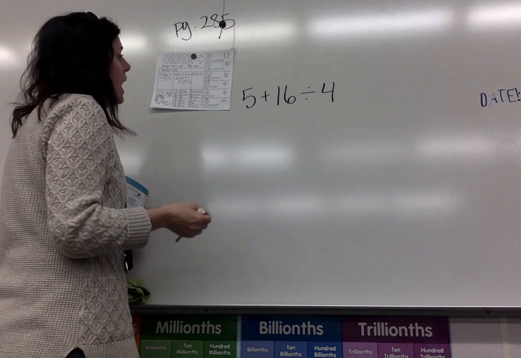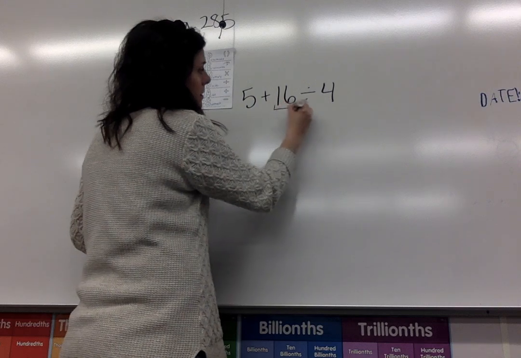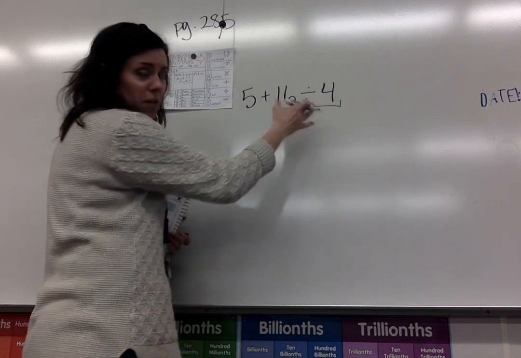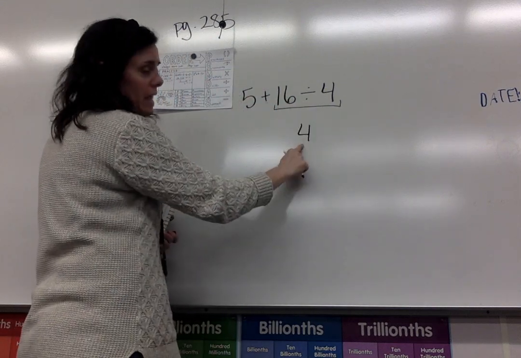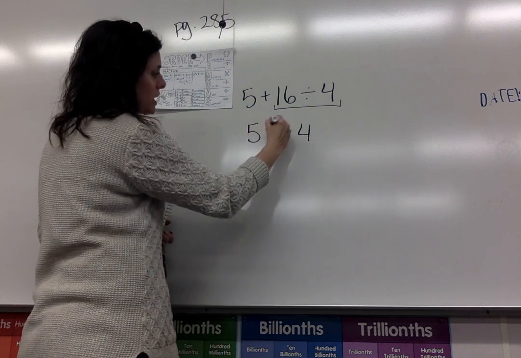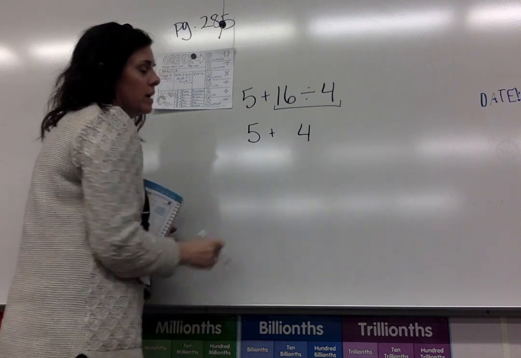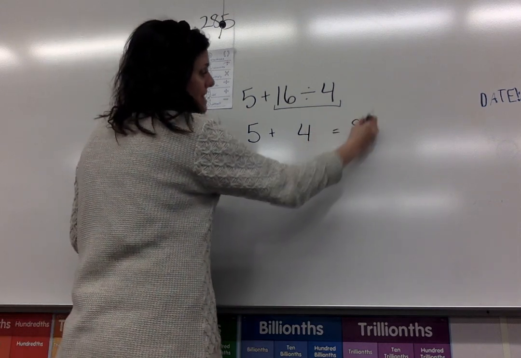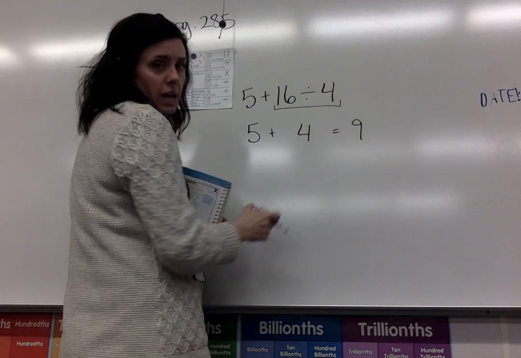Nope, me neither. Multiply or divide. Oh, I've got divide right here. So I'm going to do that part first. 16 divided by 4 is 4. So I simplify and I put that answer right underneath, and then I bring down any part of the equation that I haven't solved yet. So now I've got 5 plus 4. That's my next step. So I'm just going to solve. I know that 5 plus 4 is 9. So my answer to number 2 is just 9.